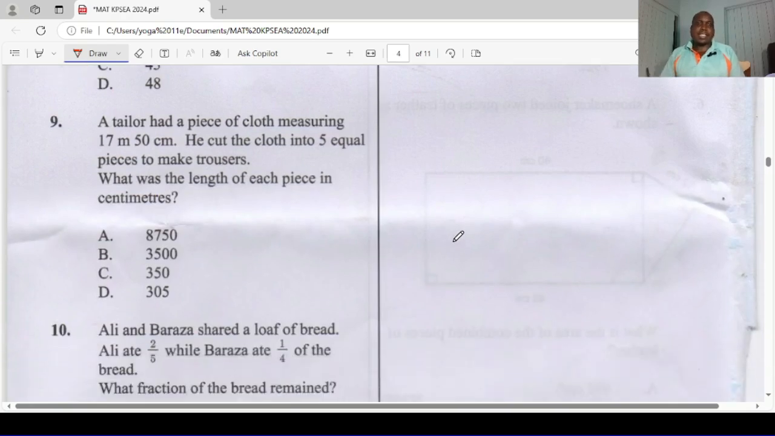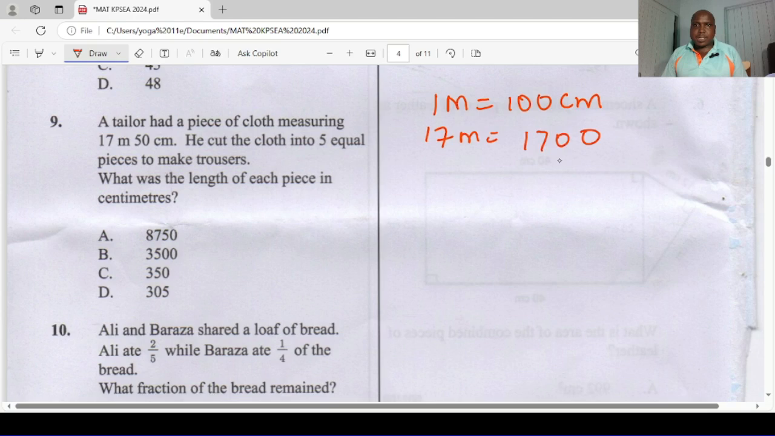Number 9, a tailor had a piece of cloth measuring 17 meters and 50 centimeters. He cut the cloth into 5 equal pieces to make trousers. What was the length of each piece in centimeters? First you need to know that 1 meter is equal to 100 centimeters. So we can change 17 meters, which will be 1700. Then we add 50 to get 1750 centimeters. Now divide by 5.